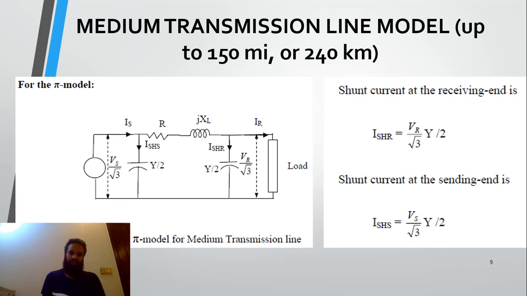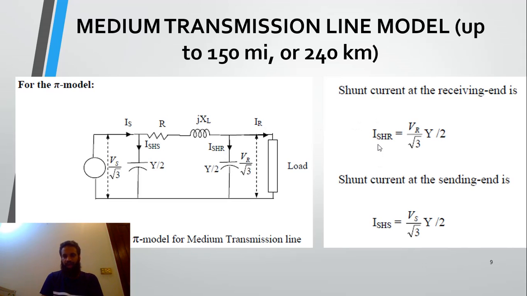Similarly, for the pi model, we divide admittance into half. We have Y by 2, and we consider R plus jXL as a single unit. So in this equation, if you see that the series current is divided into shunt current at the sending end and the shunt current at the receiving end. So the sending end current is equal to the sum of the shunt current at the sending end, the shunt current at the receiving end, and the receiving end current IR. So these three currents need to be calculated.